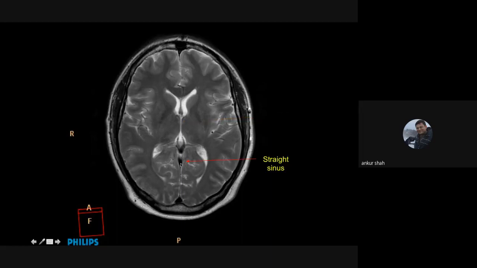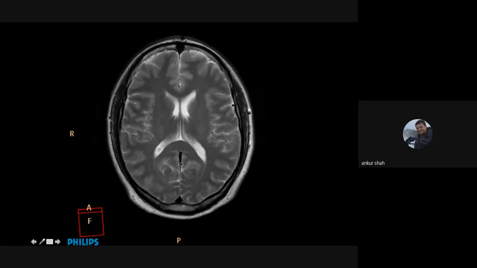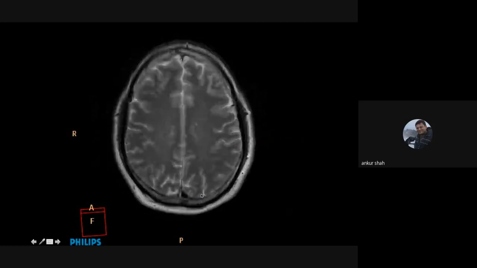Then you can see the straight sinus, again the flow void of the straight sinus. Once you go above, you can see the splenium of the corpus callosum. Anteriorly, this is the genu of the corpus callosum, and this is the splenium. This is the sagittal sinus again. It is a continuous structure, so you will see this flow void throughout all images as the normal flow void of the superior sagittal sinus.